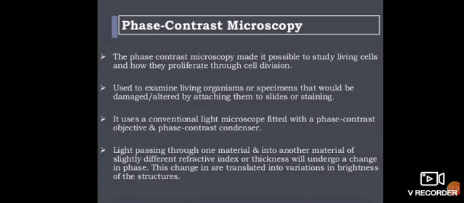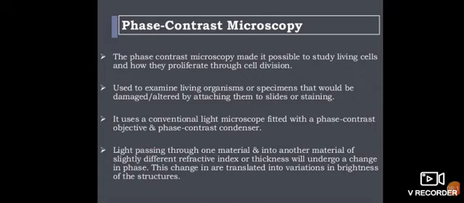Now at this point we are going to elaborate the working and construction of that microscope. In the phase contrast microscope, two parts are very important. As per your phase contrast, we require a phase contrast objective, and second we require a phase contrast condenser. By these two parts we make the microscope a phase contrast microscope.